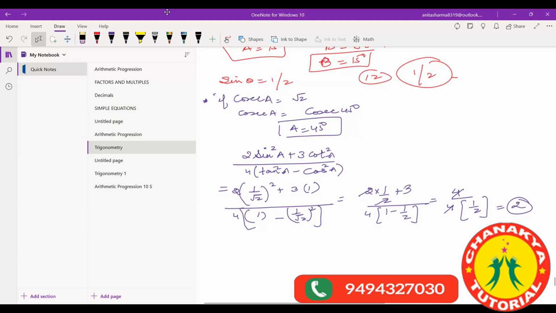Ma'am, what's the answer for the fifth question, ma'am? Which one? Answer of the fifth question. This sine theta is equal to, this is 1 by 2, not 12. Then we have to show it. The value of this is 0.